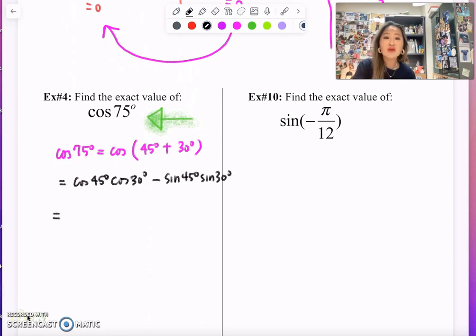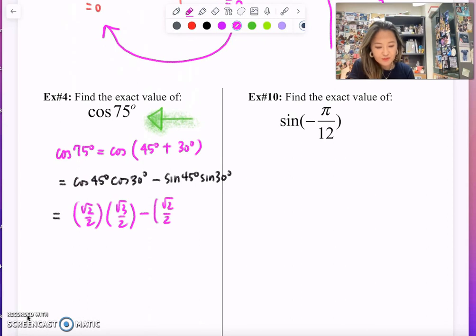And now you just have to do your calculations that you know of using your unit circle stuff, right? Cosine of 45 is root 2 over 2. Cosine of 30 is, what is it? Root 3 over 2. Minus sine of 45 is root 2 over 2. Sine of 30 degrees is 1/2. And you just simplify as much as you can. That's going to be root 6 minus 2, over 2.